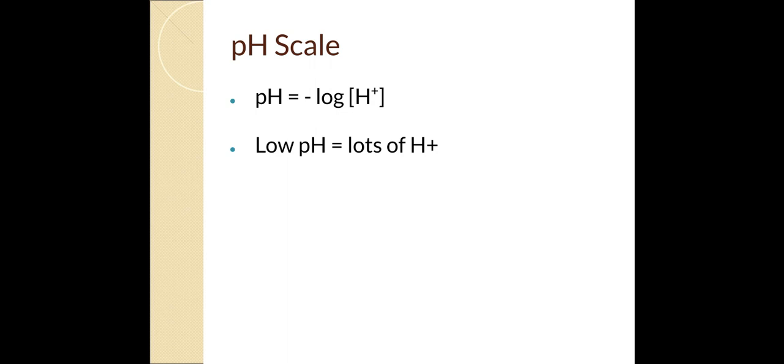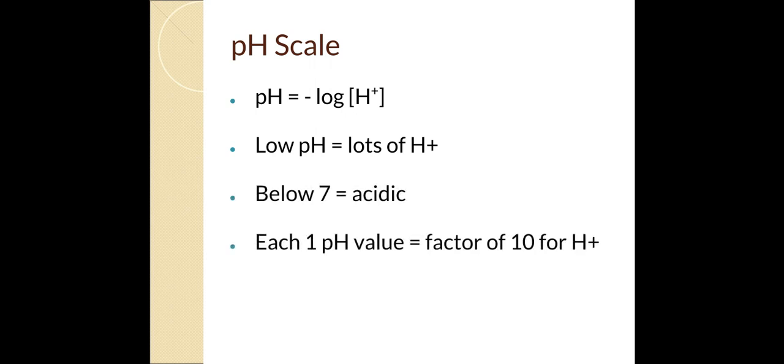Low pHs equal lots of H pluses. What you'll notice about this logarithmic scale is that the lower you go on the pH scale, the more acidic it is. Okay, so the bigger that number gets in terms of H plus, the lower the pH gets. If we're below 7, we're acidic. Okay, and because it is a logarithmic scale, each pH value of 1 is actually a factor of 10.